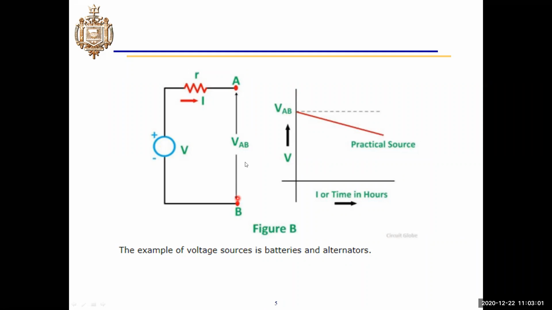Then what is the voltage here, in between A and B terminal? V minus I into r. So that's why the voltage is decreasing. For example, here 20 volts. Let us assume 20 volts. Here the voltage is maybe 19 volts or 18 volts. Am I right? It's not equal to the supply voltage.